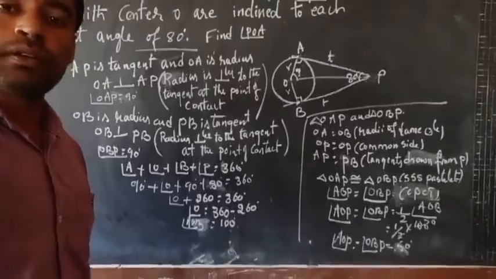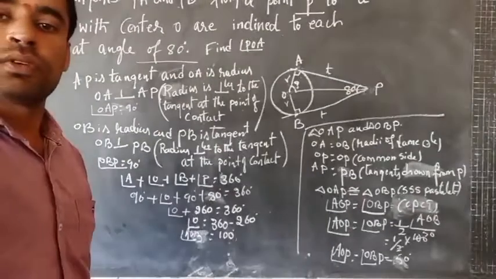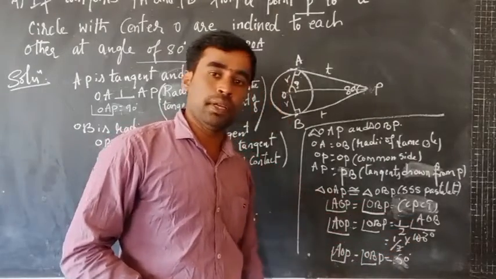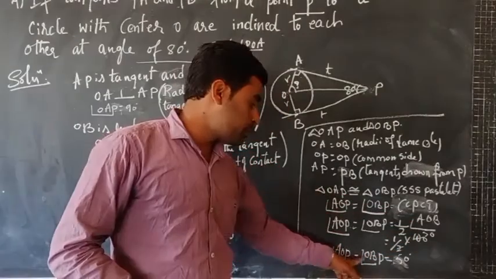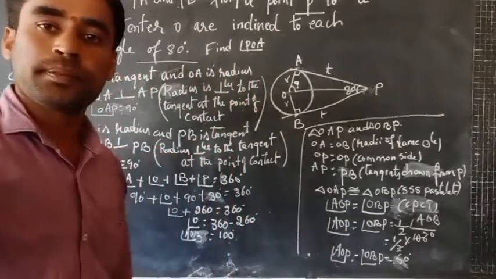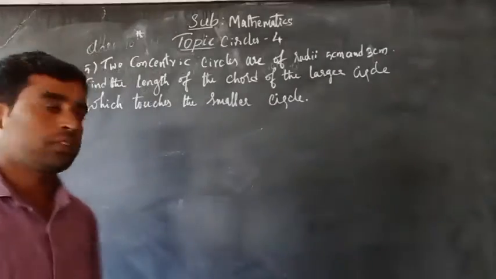Take down this one. Here we have taken that angle AOP is equal to angle OBP, which is half of angle AOB. Therefore, angle AOP is equal to angle OBP, which is equal to 50 degrees. Take down this one. Come to the next one.